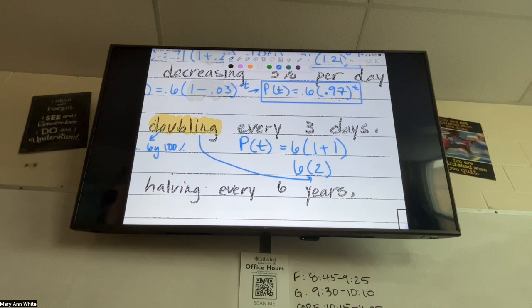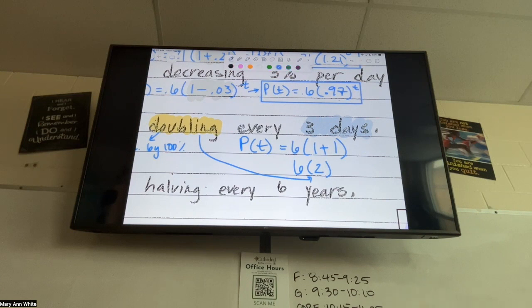Okay. Now, the other funny part in this problem is every 3 days. It doesn't double every single day. It takes 1, 2, 3 days and then it doubles. And it takes 4, 5, 6 days and then it doubles. And it takes 5, and so on.